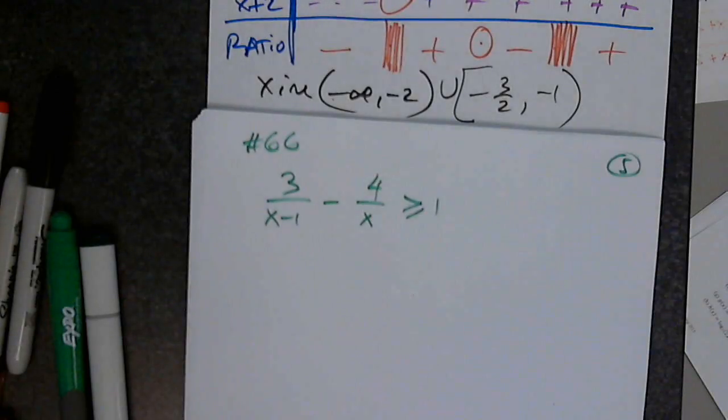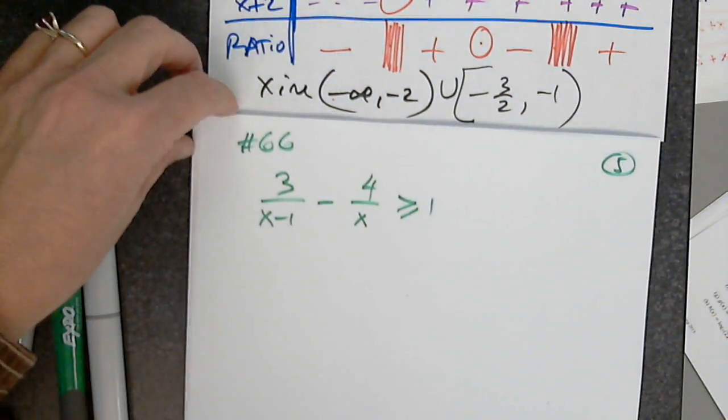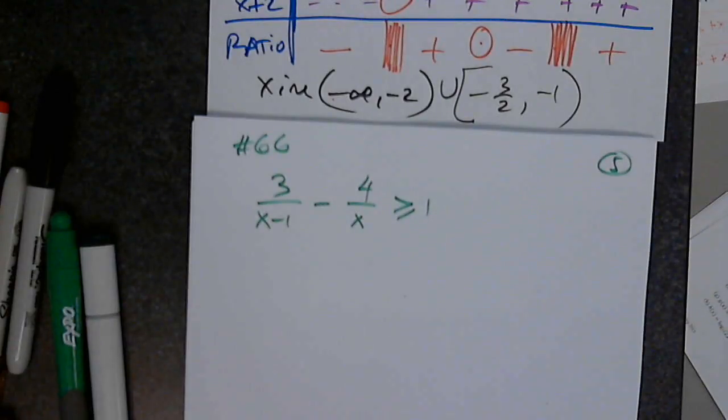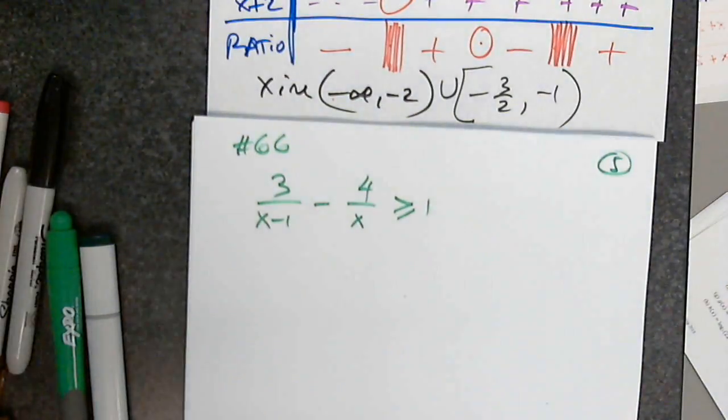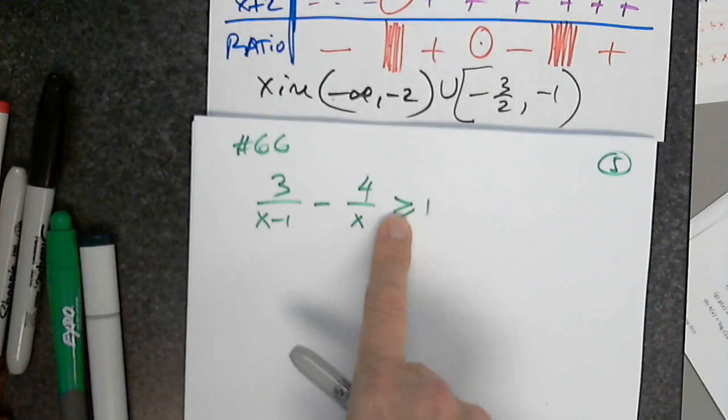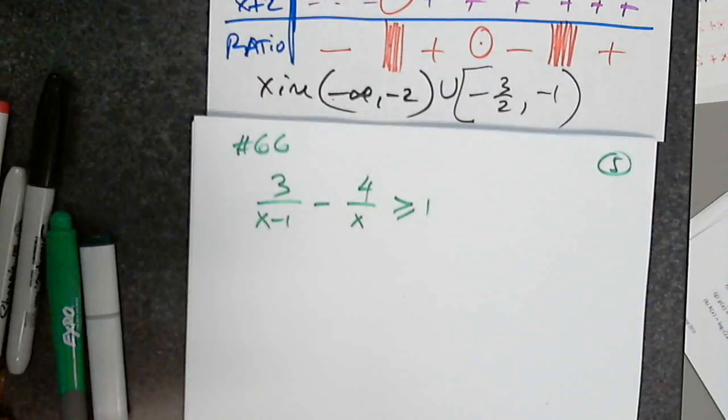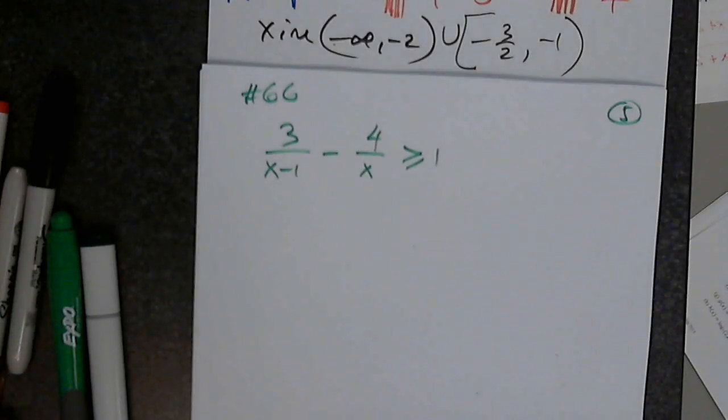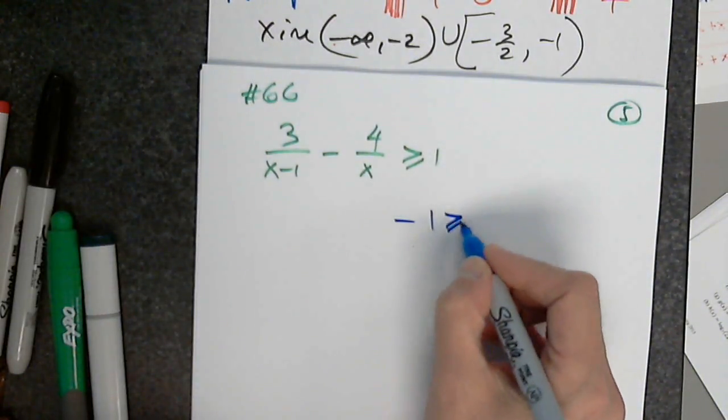Okay, and what else? I cannot multiply both sides of an inequality by x or x minus 1 or even the product, because I don't know if it's positive or negative. I don't know when to switch this symbol. So what will I do first? Get 1 to the other side. Exactly.